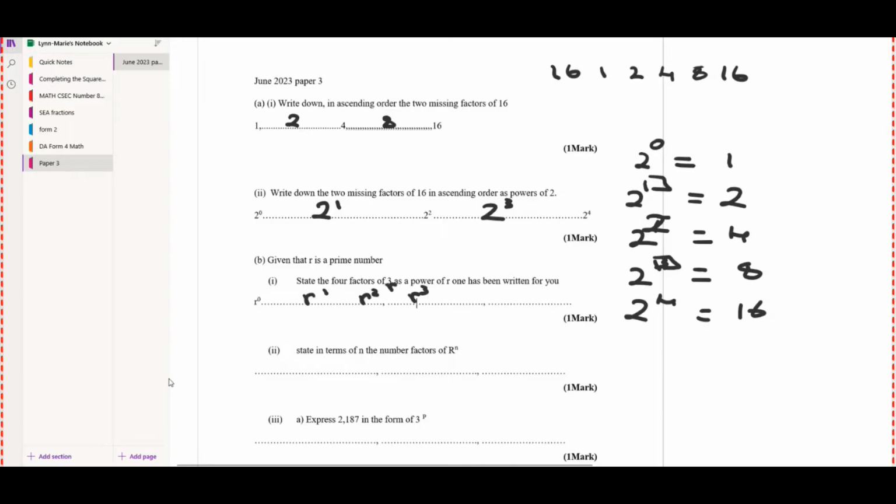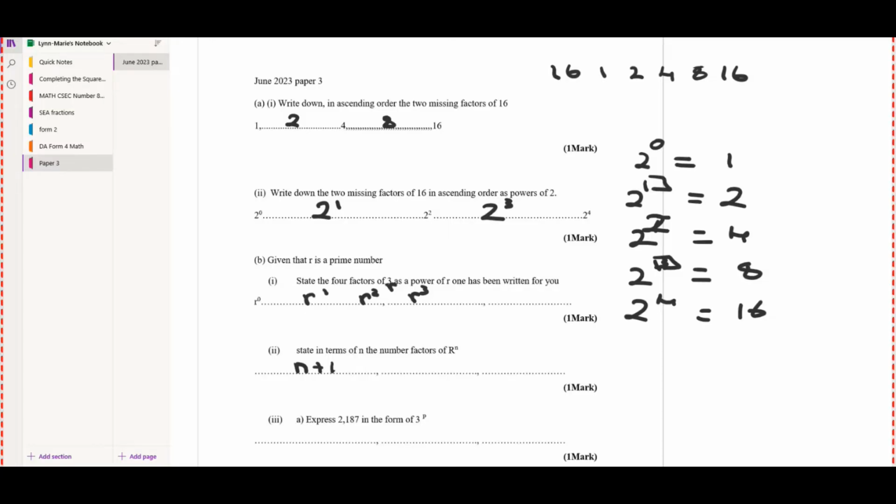State in terms of n the number of factors of r to the power of n. Meaning, what did you do to get that n? It would be n plus 1. Right? And that is how you would find your factors. You are simply adding 1 to n to get your number of factors.